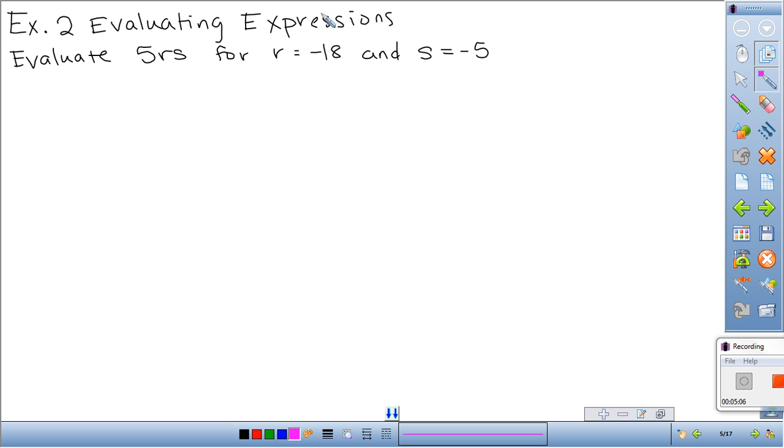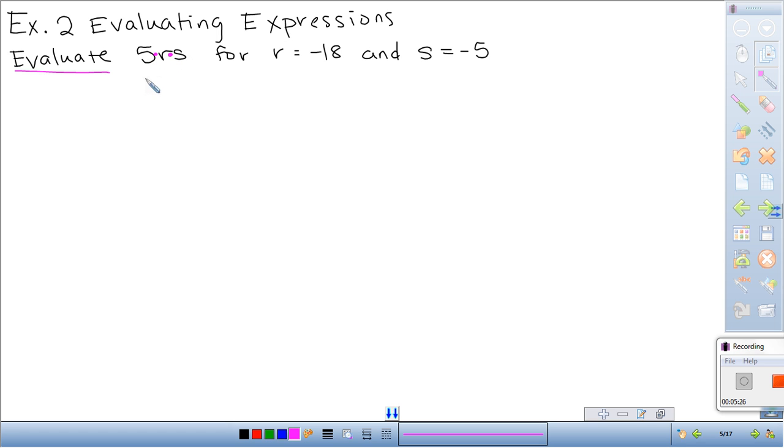Example 2, evaluating expressions. Remember that evaluate just means solve, but we have to substitute first. So my original problem is 5RS. We know that when there's no sign between a number and a letter, or between two letters, the only operation that's possible is multiplication. So we're really just multiplying 5 times R times S.